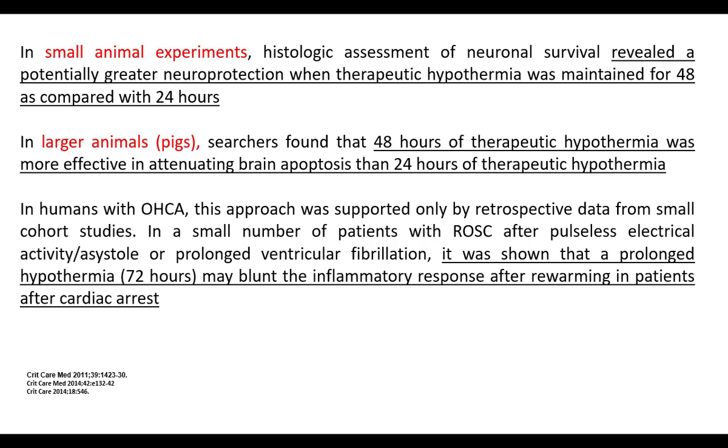In larger animals, another study was done. It was again published in Critical Care Medicine, 2014. They said 48 hours of therapeutic hypothermia was more effective in attenuating brain apoptosis, which is better. In humans, for out-of-hospital cardiac arrest, this approach was supported only by retrospective data. There is no prospective trial, only small cohort studies.